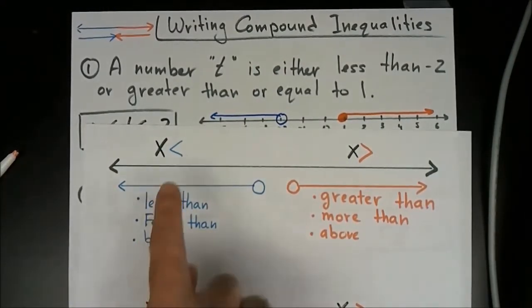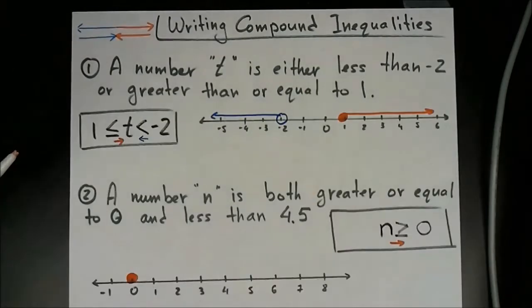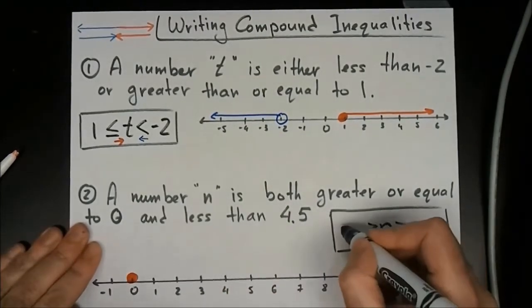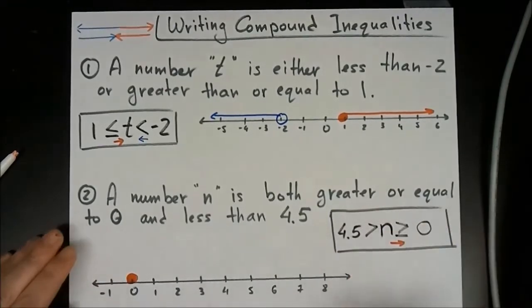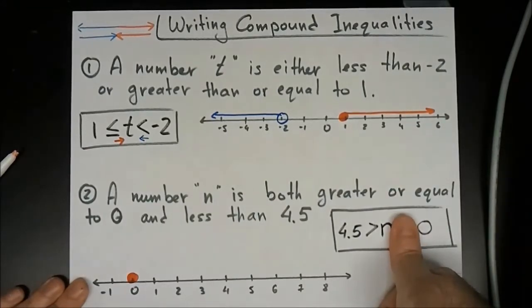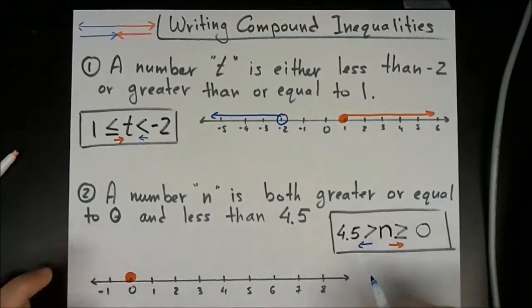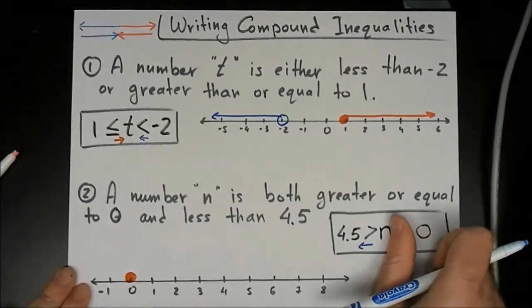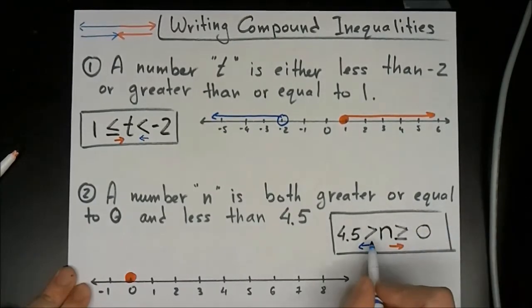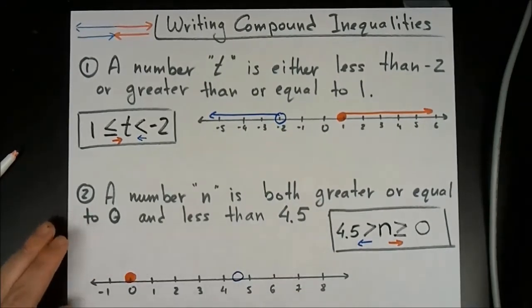Less than. The pointy end of the alligator symbol is facing towards the variable. Pointy end. Less than 4.5. That's my other starting point. If the pointy end is facing towards the variable, which direction am I going if it's pointy? This way. Open circle or closed circle? Open because it's a simple symbol, not a combo, which means the 4.5 is not included. The 4.5 would be right over here in the middle of the 4 and the 5.